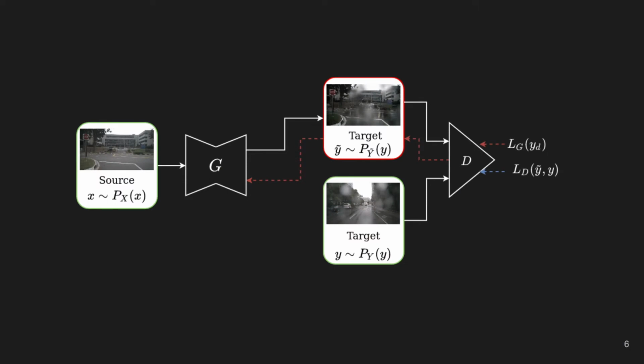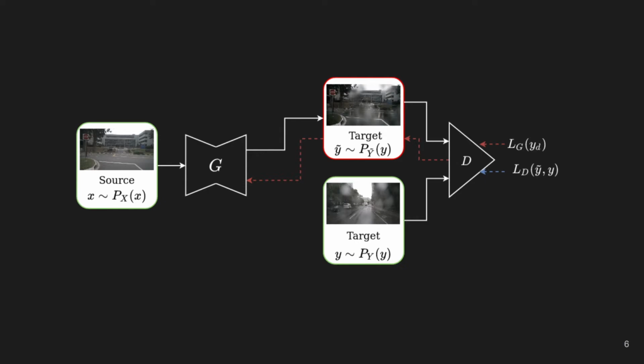Here is represented the standard architecture of a GAN, where a discriminator is trained to distinguish between real images and fake ones, so generated by the generator. The generator is instead optimized to fool the discriminator. Being image-to-image translation, the generation is conditioned on the source image. Dashed arrows represent the gradient flowing.